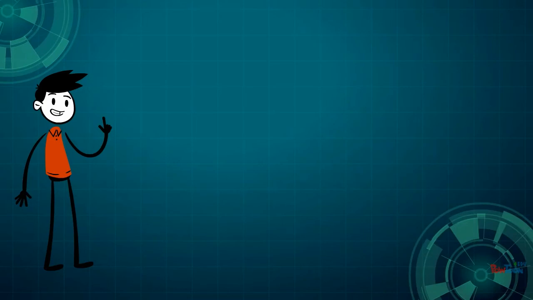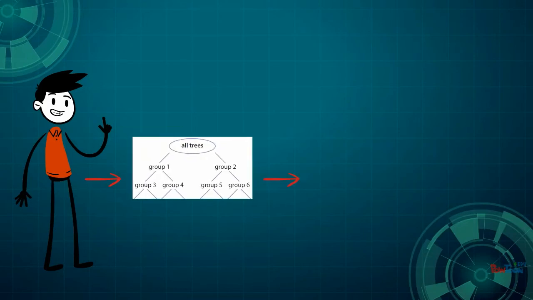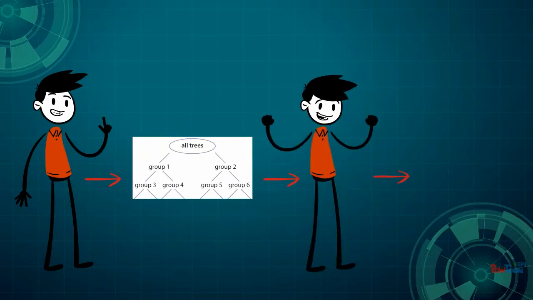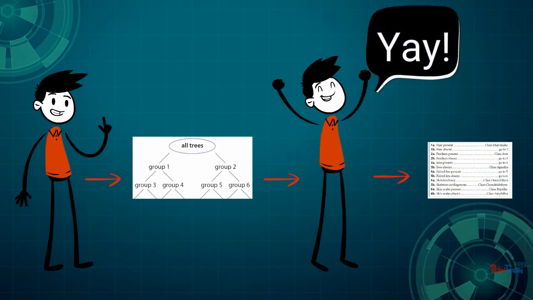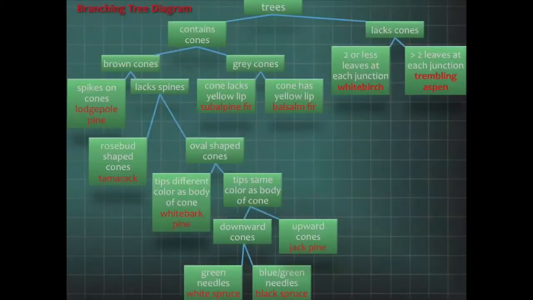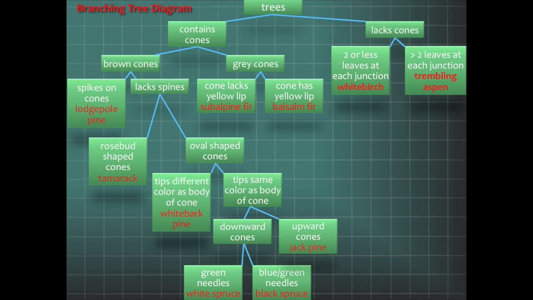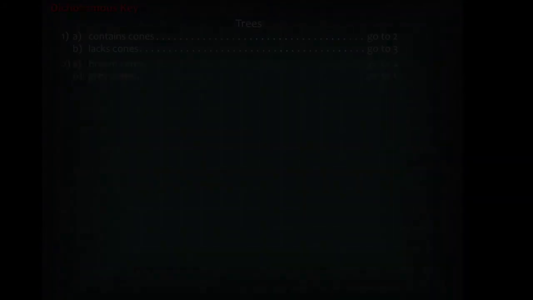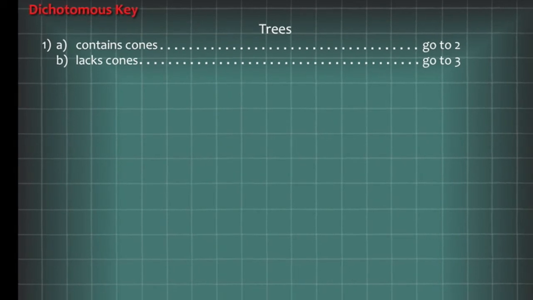Now that we have identified where our branches divide, we can start to construct our dichotomous key. Throughout this process, we will use our characteristics from our branching tree diagram as a reference. We will be working with a lead style with couplets, two choices, A and B.